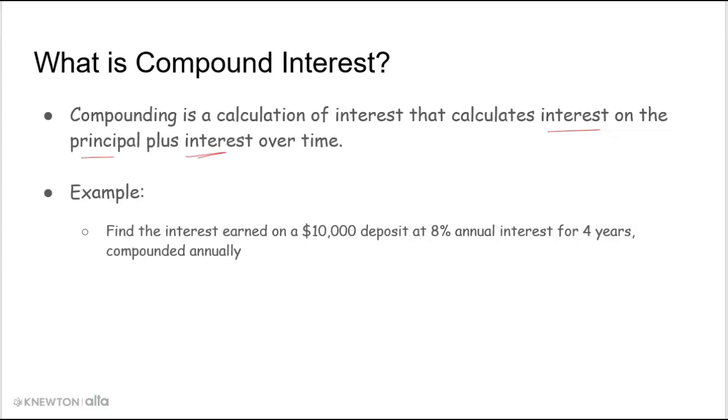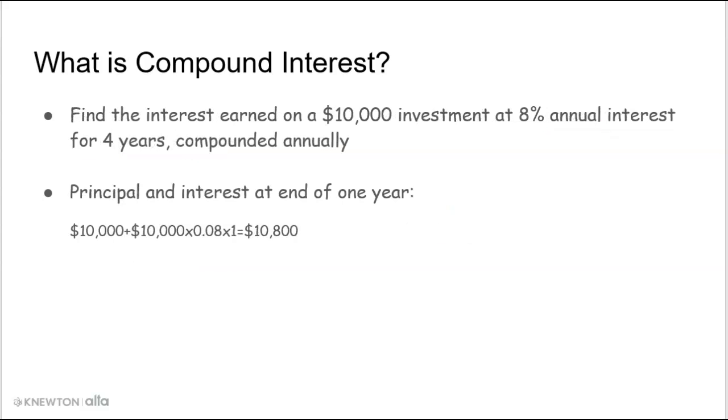So let's talk about this. Find the interest earned on a $10,000 deposit at 8% annual interest compounded annually. Most of the time our interest rates are annual, and that's just stated. So this is going to be compounded annually. What's going to happen is you're going to find the interest on $10,000 at the end of year one. In that case, the principal is $10,000, and then the principal plus interest.